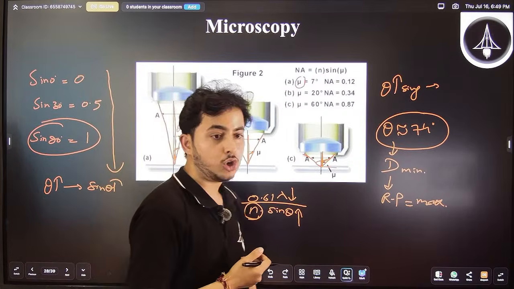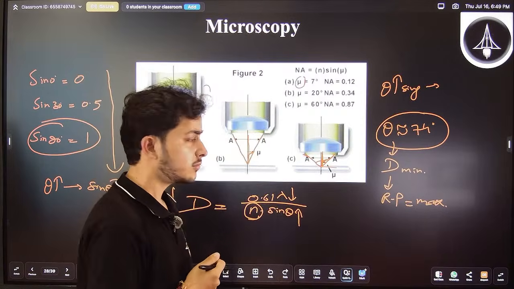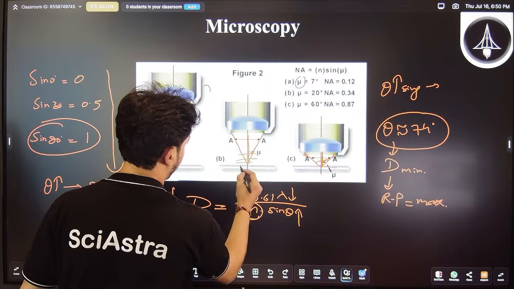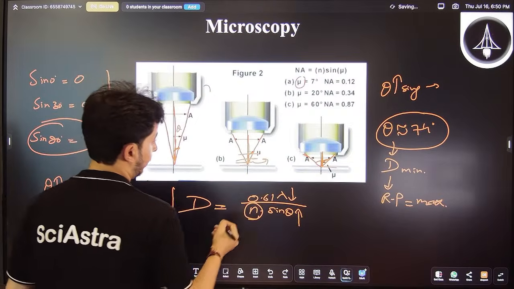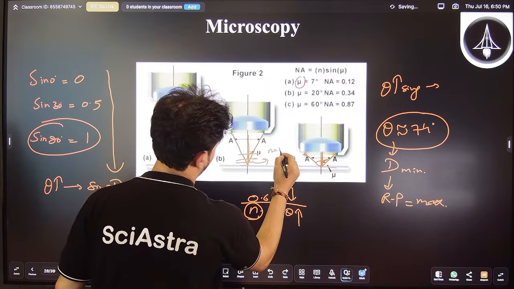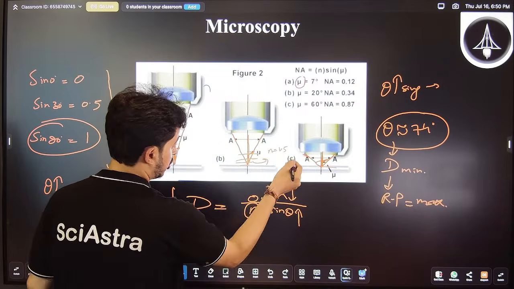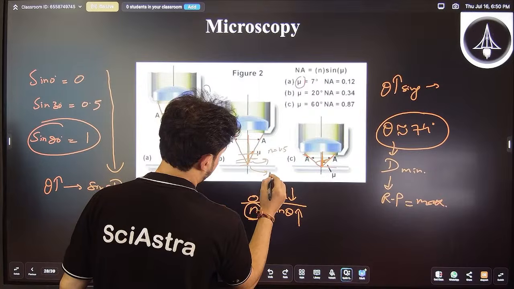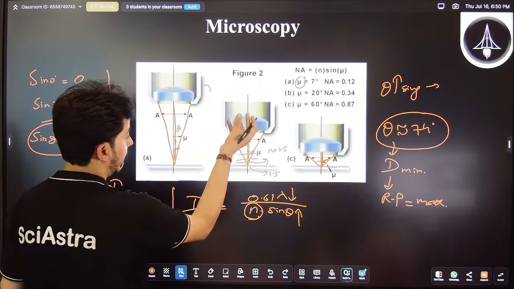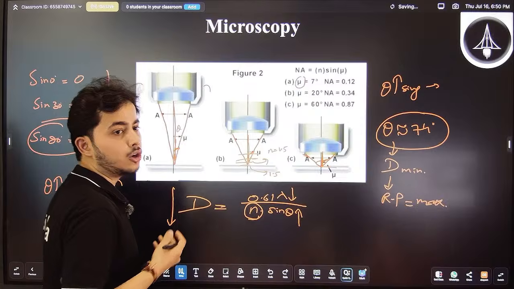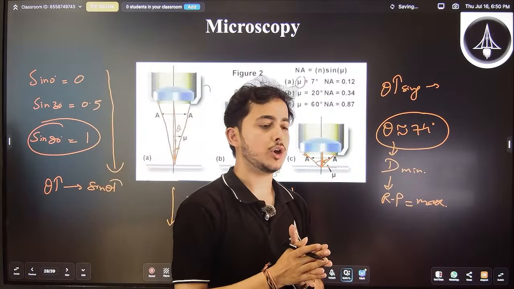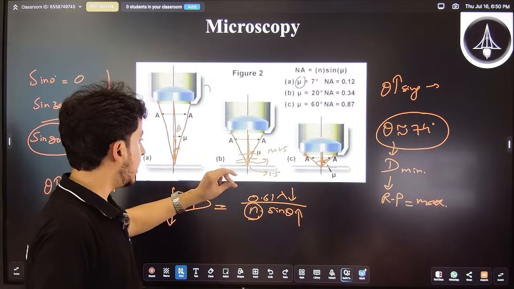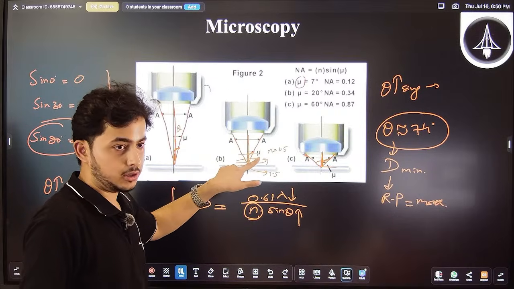If we talk about the immersion oil, when you are putting oil here, the oil has a refractive index of 1.5, and the glass refractive index is also 1.5. So all the light rays which are coming are not bending, right? They are not going away from the normal, and all the light rays are falling on the lens. So that is the idea of putting immersion oil.